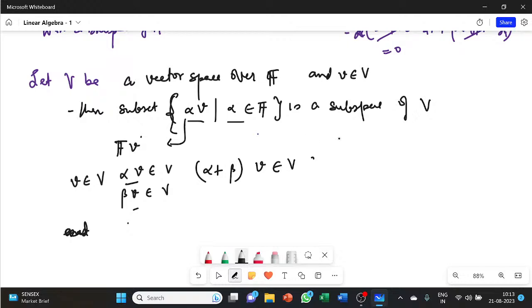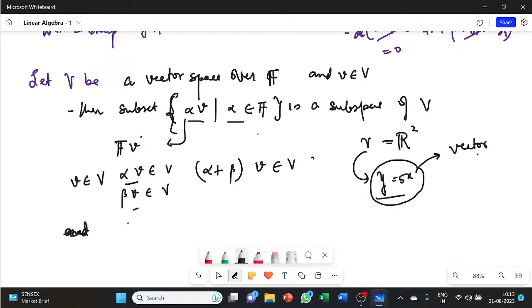So let us say I took a vector space which was R square, if you remember, and a subspace I considered, that is y is equal to 5x. So this particular subspace will always form a vector space. This will always be a subspace. This is what I want to say.